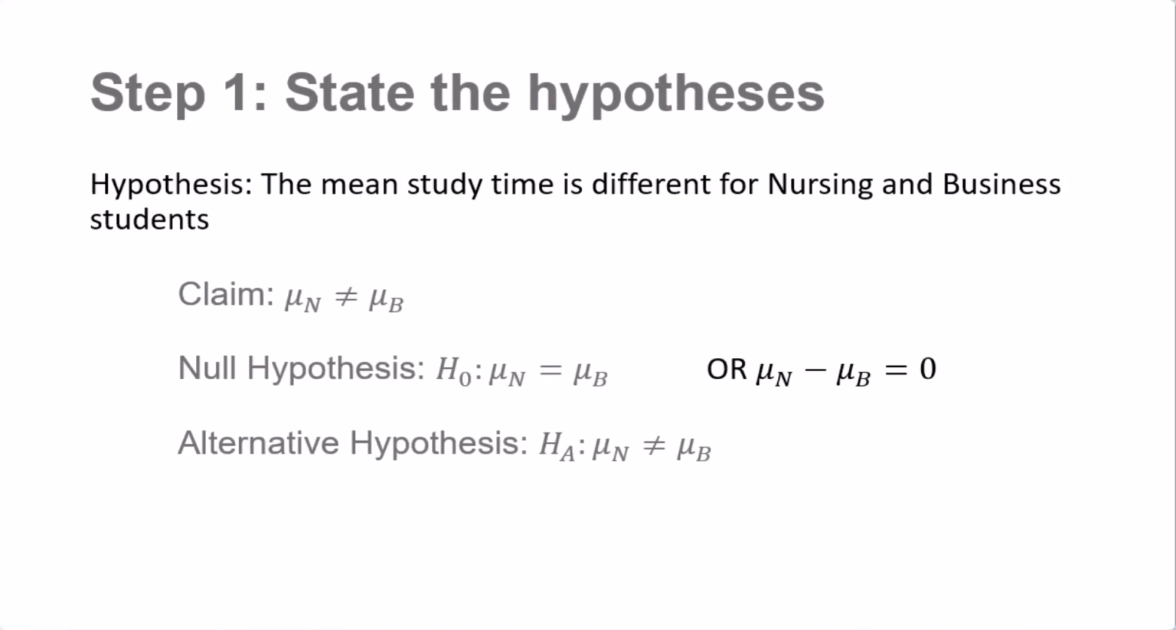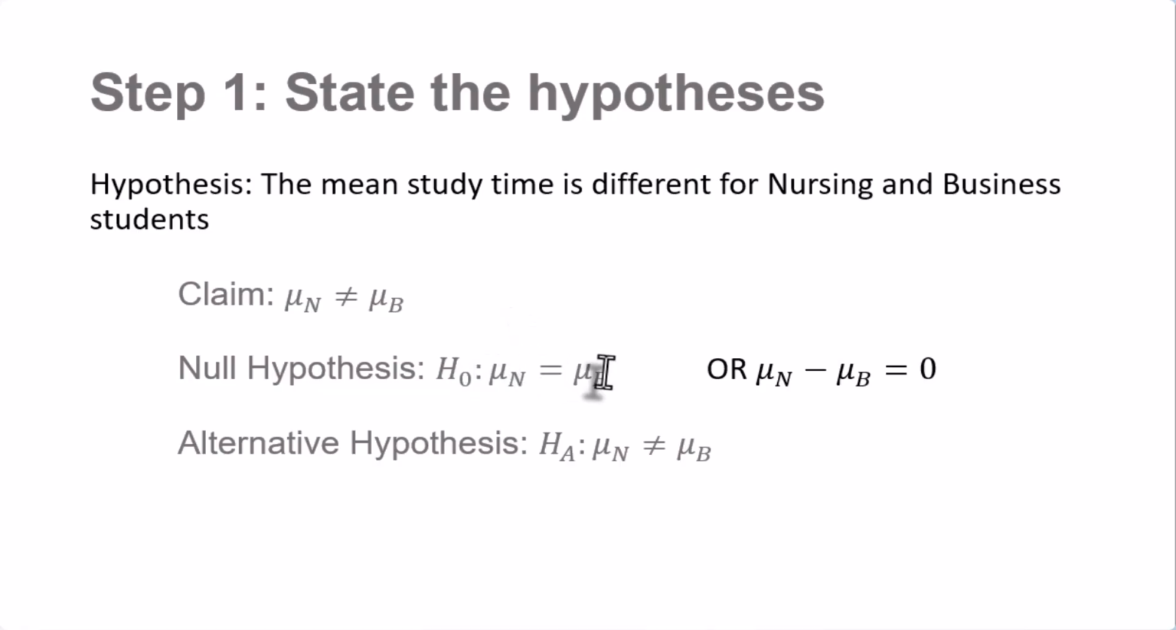So step one in our process is to state the hypotheses. The hypothesis here, or the claim, is that the mean study time is different for nursing and business students. In this case, the claim is just that the two means are not equal. I'm writing this in symbols as mu sub n, indicating the population mean for nursing student study times, and then mu sub b for business students. So mu sub n is not equal to mu sub b. We're not claiming that one is higher than the other, just that they're not the same.